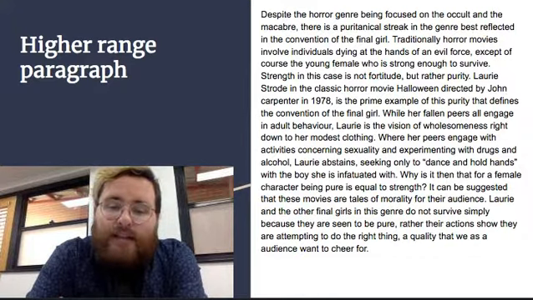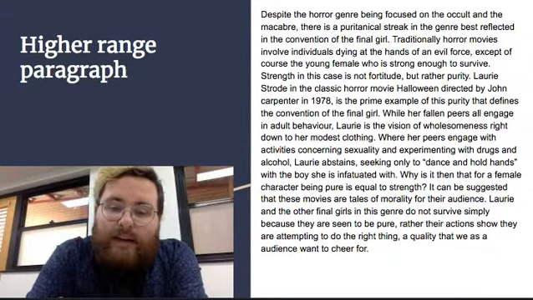Laurie Strode in the classic horror movie Halloween, directed by John Carpenter in 1978, is the prime example of this purity that defines the convention of the final girl. While her fallen peers all engage in adult behaviour, Laurie is the vision of wholesomeness right down to her modest clothing. Where her peers engage in activities concerning sexuality and experimenting with drugs and alcohol, Laurie abstains, seeking only to dance and hold hands with the boy she is infatuated with.